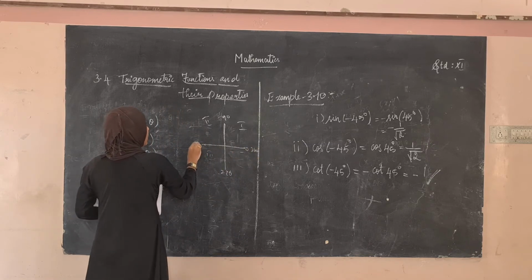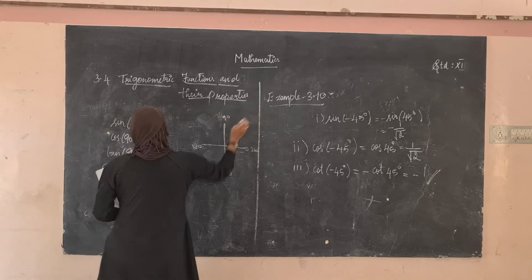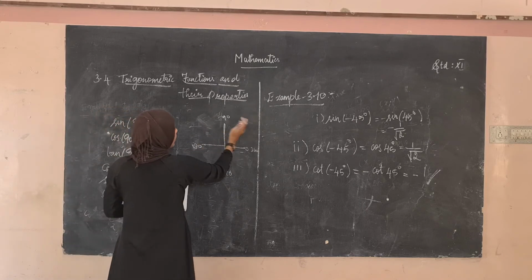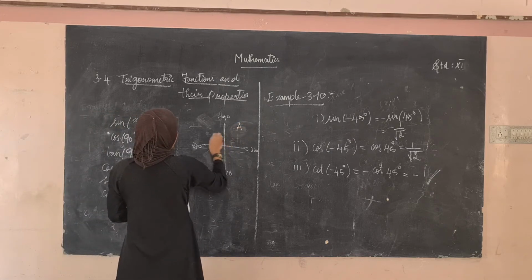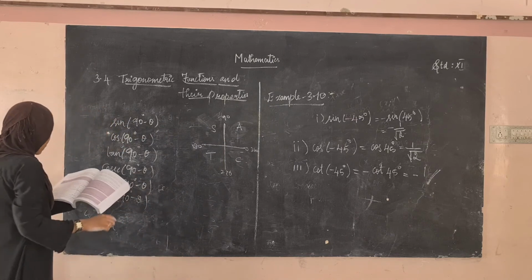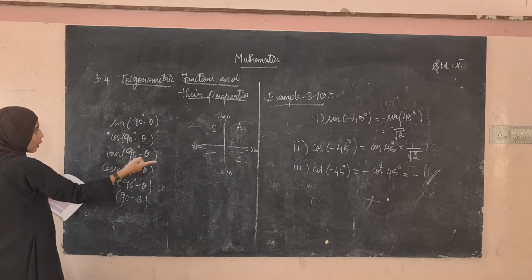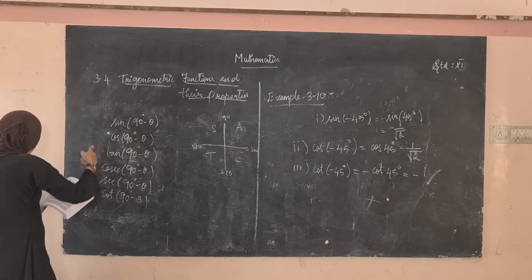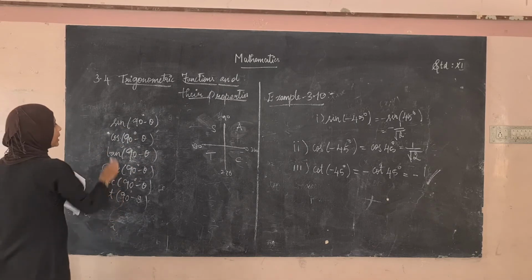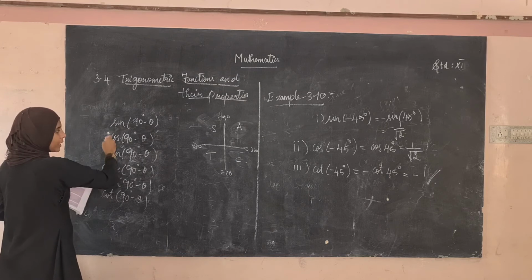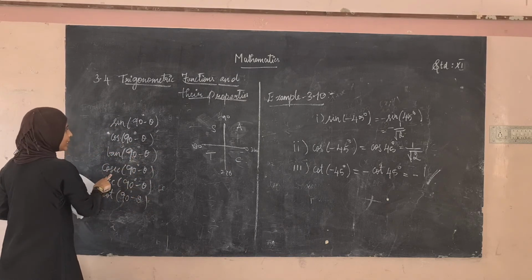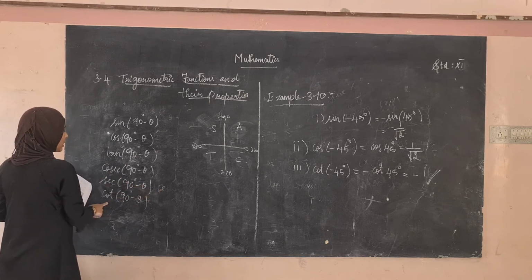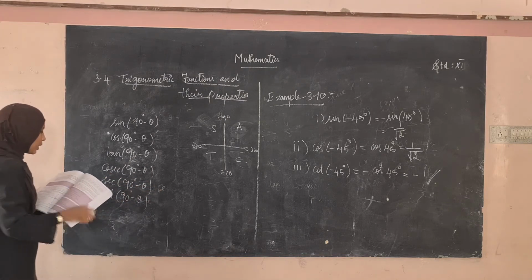It goes like this. So see here, 90 minus theta, everything is in the first quadrant. So here everything is positive, right? All students take chocolate, everything is positive. So what happens is sine changes to cos, cos changes to sine, tan changes to cot, cosecant changes to secant, secant changes to cosecant, cot changes to tan. This is what they have given.